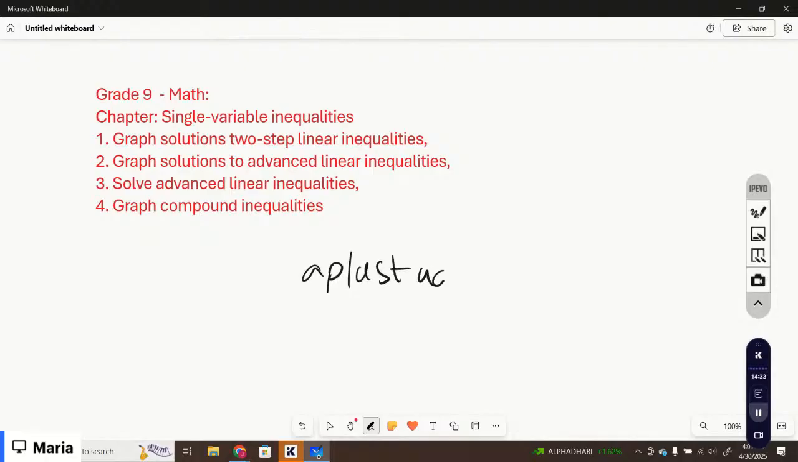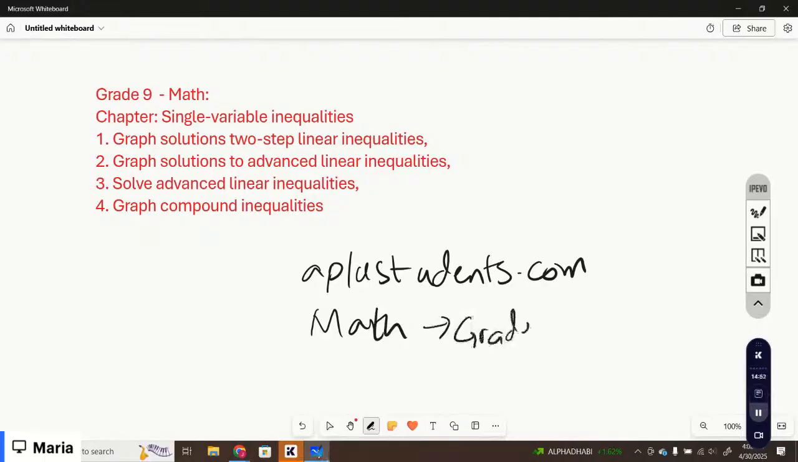You can find all the lessons on inverse.com. You have to log in there using your email address and password provided by the administrator. Then you have to select math from the subject tab. Scroll to grade 9 math and then click on view all lessons. There you can find a list of the chapters. Let's start with the chapter single variable inequalities.